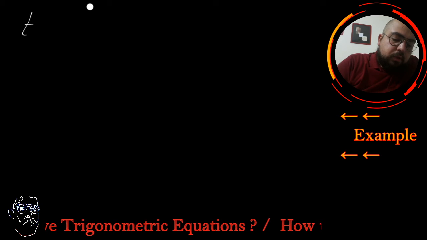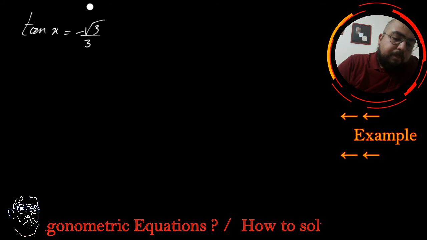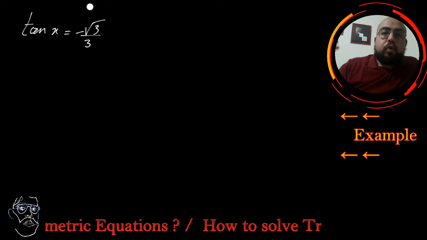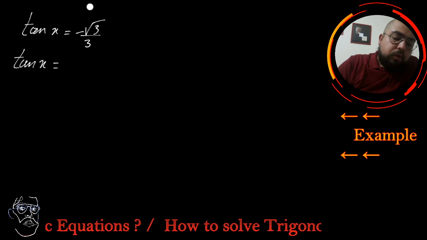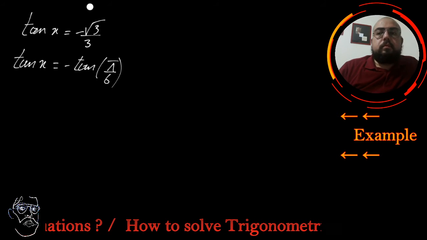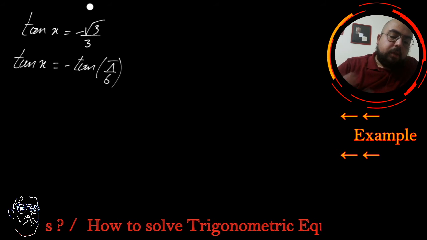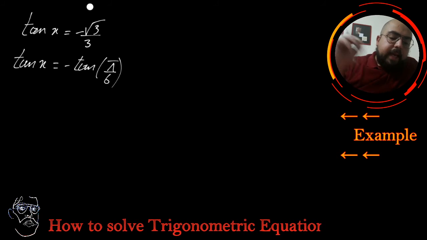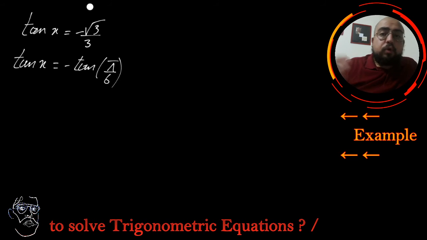We have tangent x is equal to minus square root of 3 over 3. So you simply have to remind yourself which particular angle gives you square root of 3 over 3. It's tangent of x is equal to minus tangent of pi over 6. Now, I cannot say that x is equal to pi over 6. I should have tangent is equal to tangent. In this case, it's tangent is equal to minus tangent.